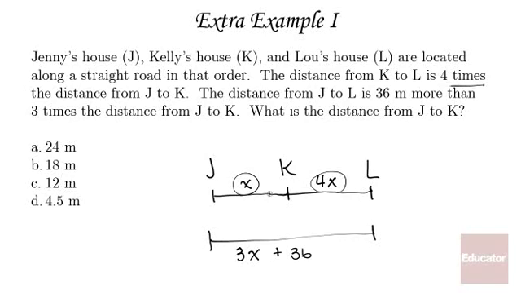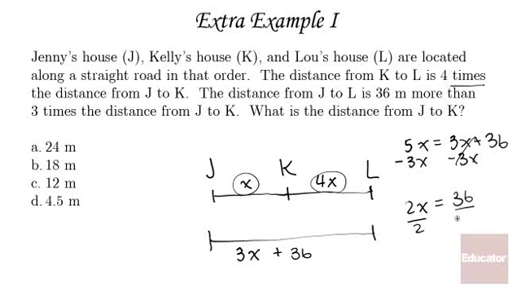So now we know the whole top distance is 5x, and the whole bottom distance, which represents the same distance, is 3x plus 36. So we had two different sets of information, and we used the same variable so that we could set the equations equal to each other. Now I'm going to subtract 3x, and I get 2x equals 36. Divide by 2, and x equals 18. And there's our answer, 18 meters.